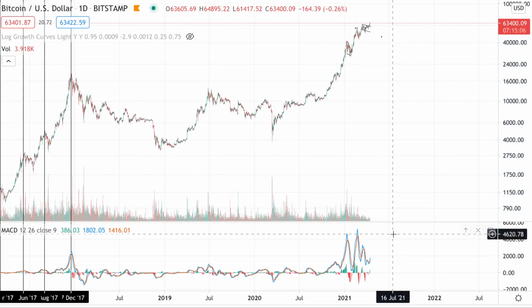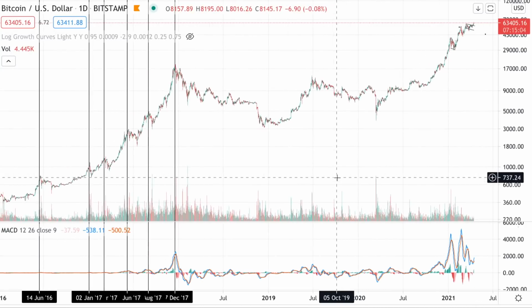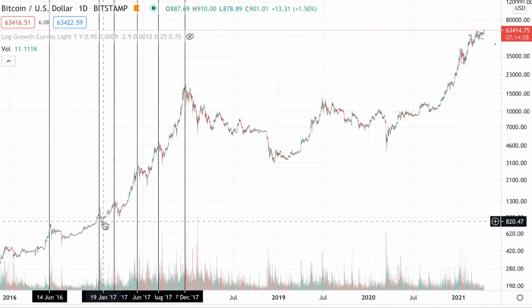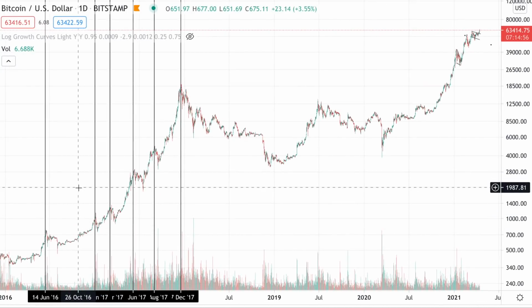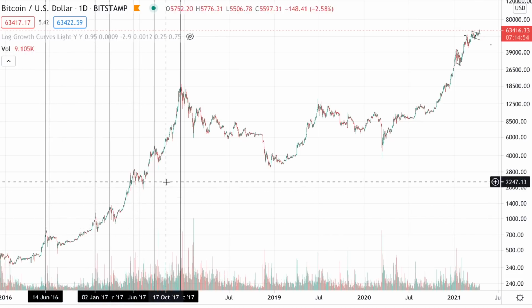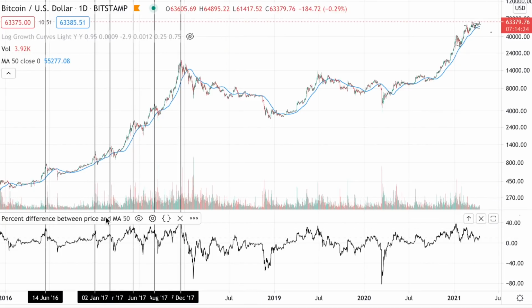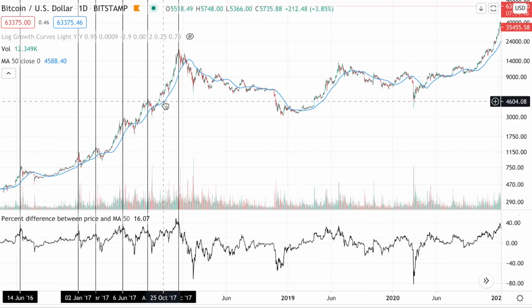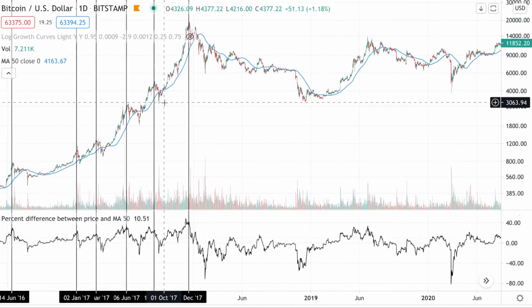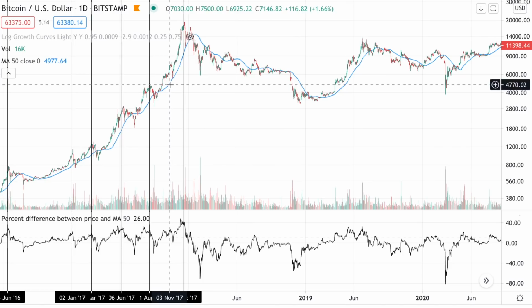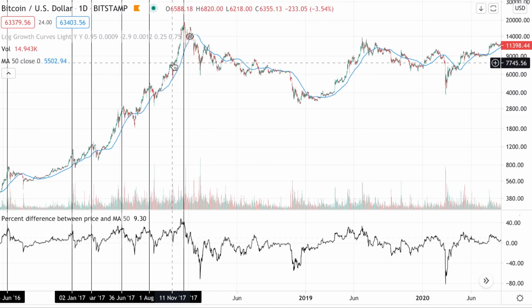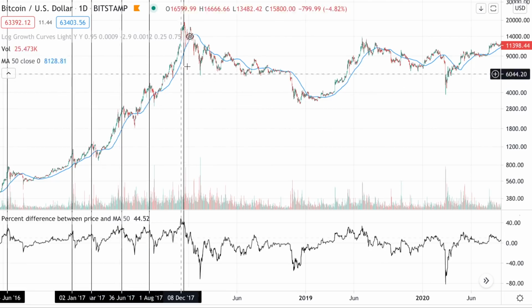Now I'm going to get back to that log scale right here, and I'm going to give you guys an indicator that actually does have predictive value for these significant tops. And that indicator is very simple. It's the percentage difference between the price and the 50-day moving average. And you can see I've put that 50-day moving average right here. So this is basically a really easy way to tell you if the short-term price action is extremely overextended compared to the general trend of Bitcoin.